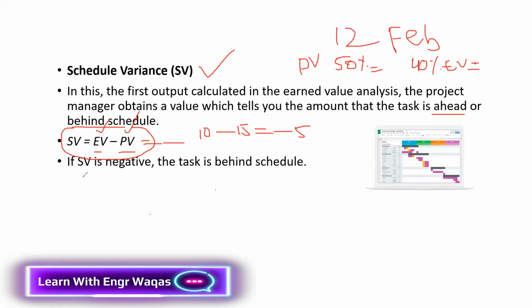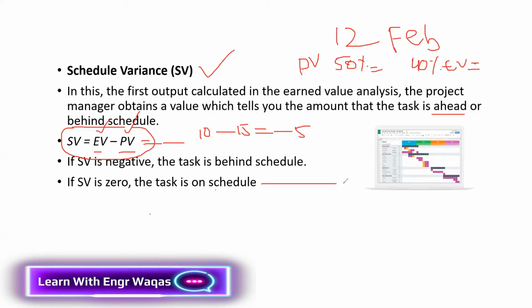So you have to understand the trends as well. If schedule variance is negative, the task is behind schedule. If schedule variance is positive, the task is ahead of schedule. It's a good thing. If schedule variance is zero, the task is on schedule, which is a very rare case.